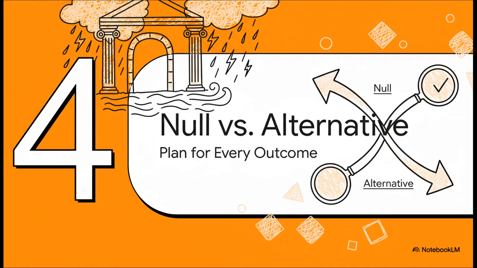When an architect designs a building, they have to plan for everything. Wind, rain, earthquakes, you name it. Well, a researcher does the same thing by creating 2 competing hypotheses. It's a pretty clever way to avoid being biased and to really rigorously test their own ideas.